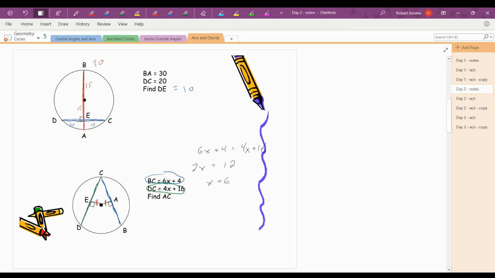And now we're asked to find AC. So we want to find AC right here, but we weren't given a formula for AC. We're going to have to find the whole thing, BC, and then just cut it in half. So we're going to find the entire chord, 6 times 6. So 36 plus 4 is 40, but we only wanted half of it. So AC equals 20. All right, we'll find the whole chord and cut it in half.